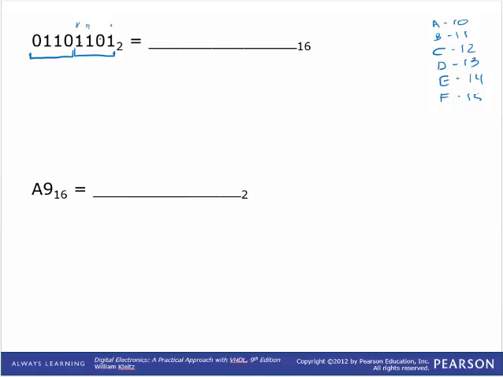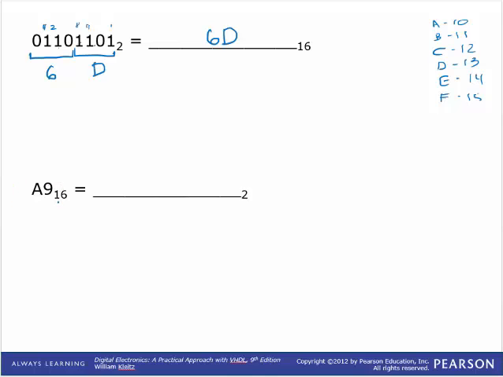So this is 8 plus 4 is 12, plus 1 is 13. A 13 is a D. And this number right here is a 4 plus a 2. This is a 6. And 6 is just a 6. So 6D in hexadecimal.